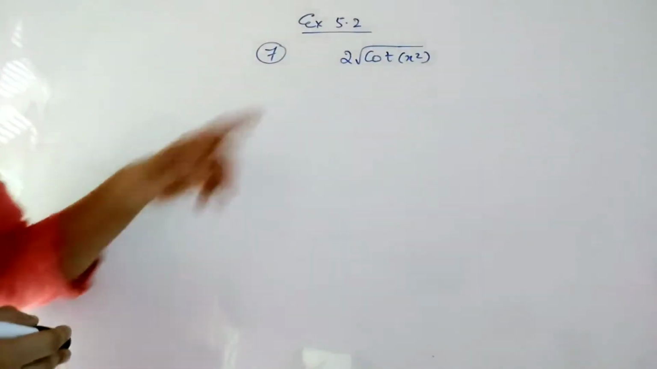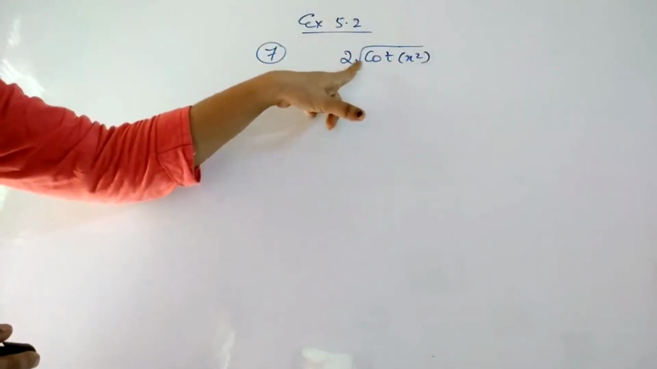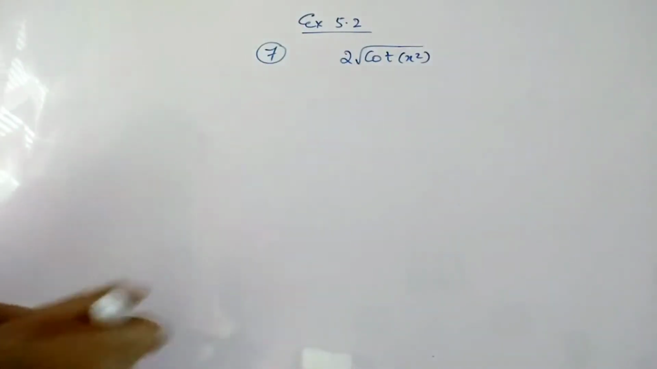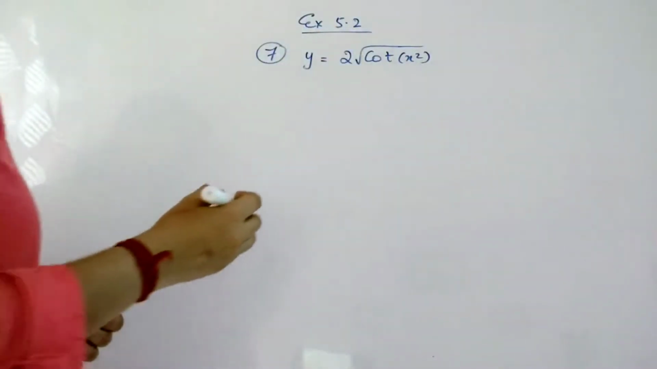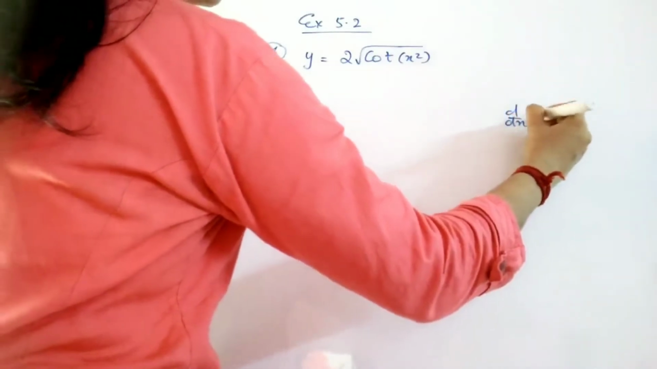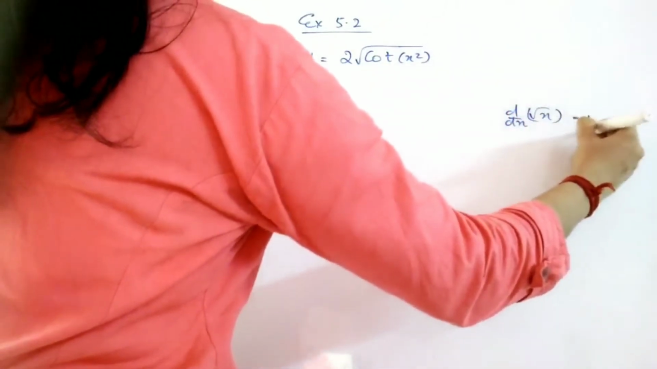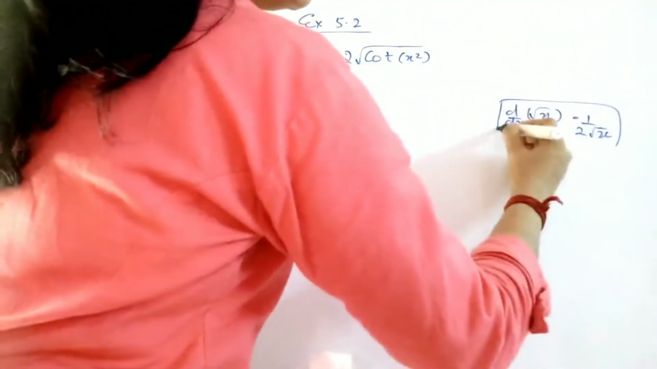Next, the seventh question is: find the derivative with respect to x of 2 root of cot of x square. So first we will write y is equal to 2 root of cot of x square. Now we know that the derivative of root x is 1 by 2 root x. So this we will be applying in this part also.